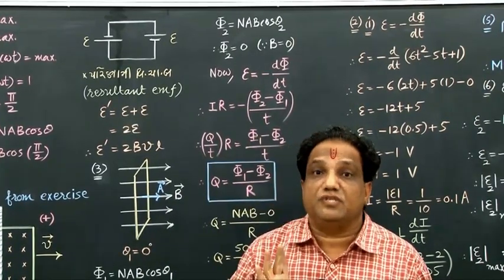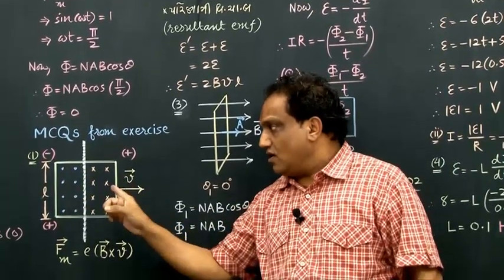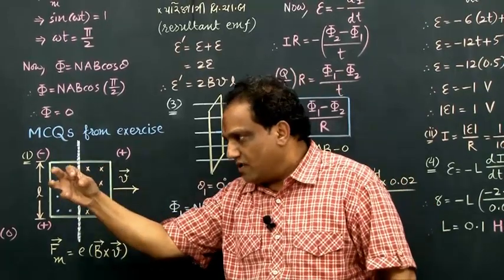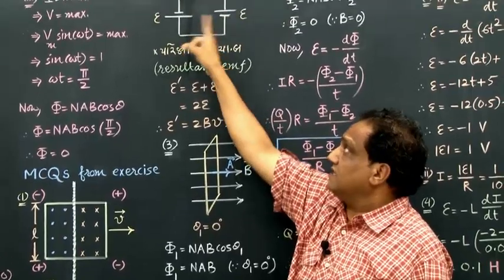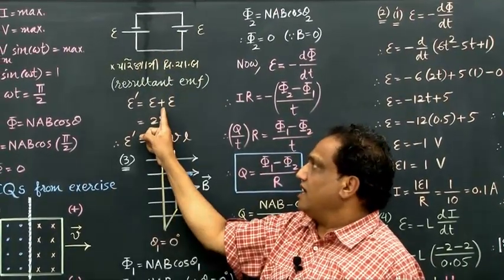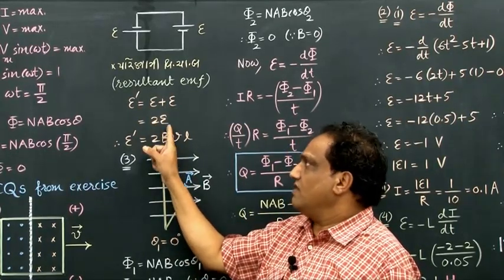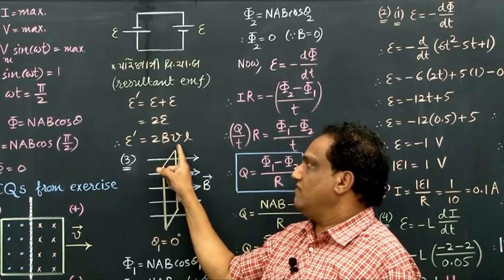E minus E would be 0. Right now, the magnetic field is in the opposite direction in both the equal halves. Here it is perpendicularly outward, here it is perpendicularly inward. That's why the polarity is like this. And here, because it is an assisting connection, we are adding the individual EMFs, and that's why the answer is 2E, where E is BVL. So our final answer right now is 2BVL.